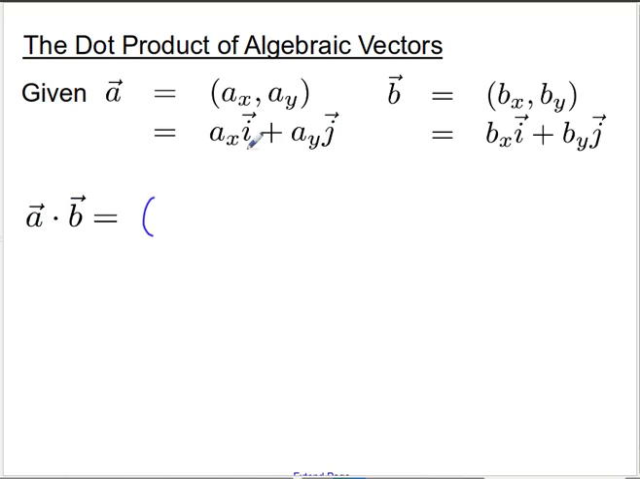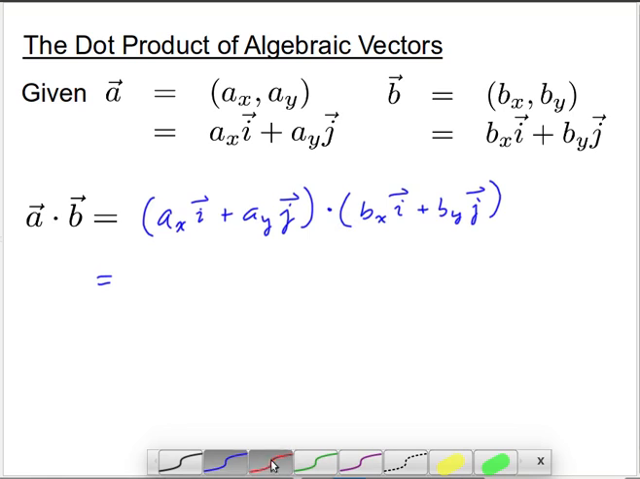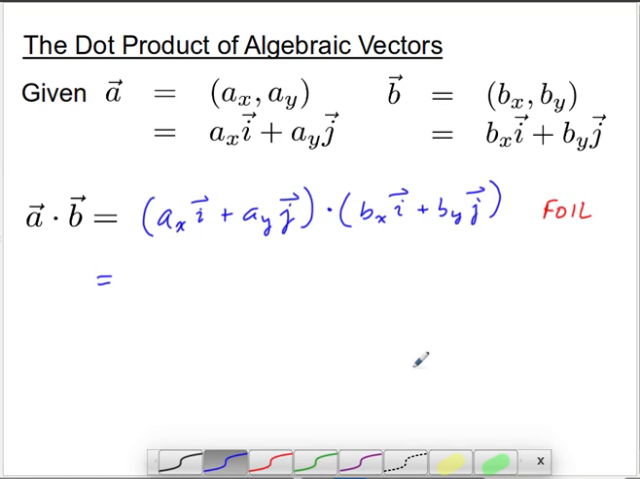So the vector a, I'm going to rewrite as the x component of a multiplied by the i vector plus the y component of a multiplied by the j vector. And I take the dot product of that with b, which is bx multiplied by the i and by multiplied by the j vector. As we discussed in the previous lesson, I can expand this very much the way I would do a binomial expansion. So essentially I'm going to make use of FOIL: first, outer, inner, last. And all I'm really doing there is the distributive property. That's where FOIL comes from.